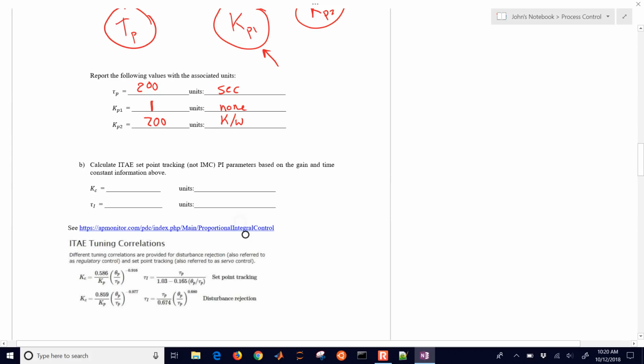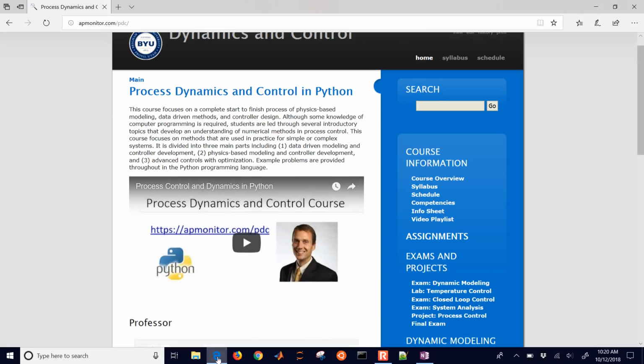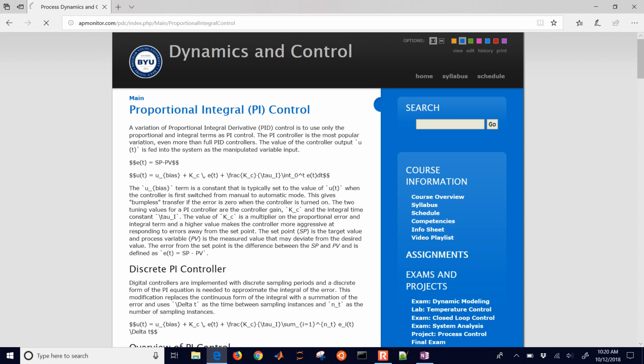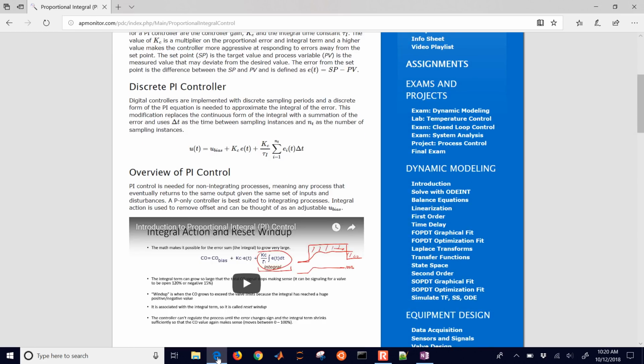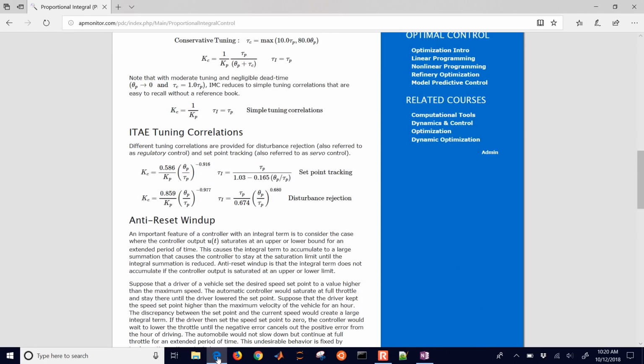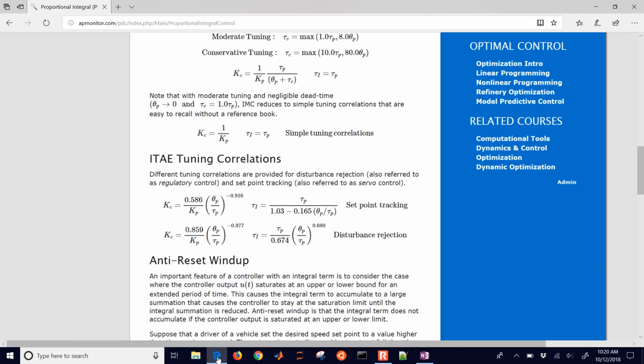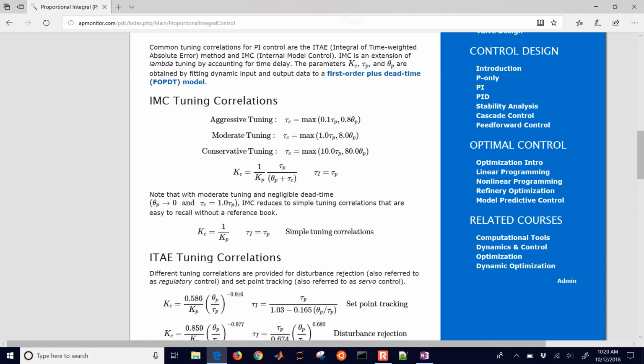So there's a link here, or you can just go to the course website under the PI control, and that will give you some of the tuning parameters that you'll need. It has IMC but also ITAE. Okay, so we want to use the set point tracking for ITAE, and those are listed right here. So those are fairly straightforward formulas.